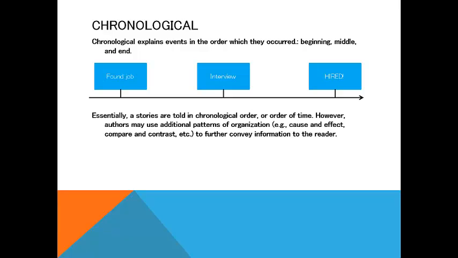You would even put events in order according to the time they occurred, beginning with the first event. Essentially, all stories are told in chronological order, or order of time. However, authors may use additional patterns of organization, such as cause and effect, compare and contrast, to further convey information to the reader.